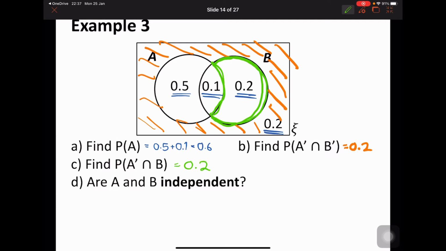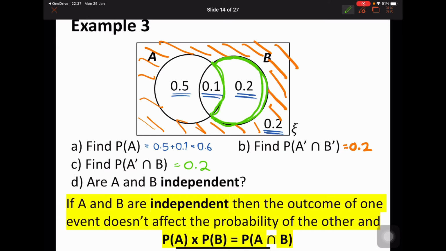Now, part D, it says, are A and B independent? Remember last lesson, we said that if A and B are independent, then... Actually, I don't think we mentioned this. If A and B are independent, then the outcome of one event doesn't affect the probability of the other. And so probability of A multiplied by probability of B is the same as probability of A and B. So actually, yeah, we did mention it. Please make a note of this information in the yellow box, and we'll move on in a sec.